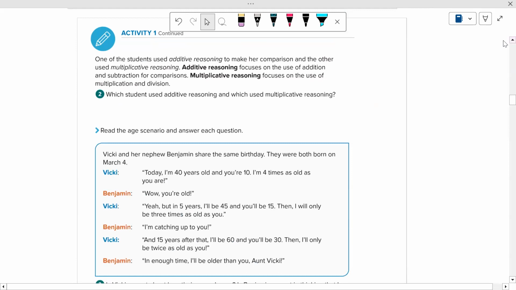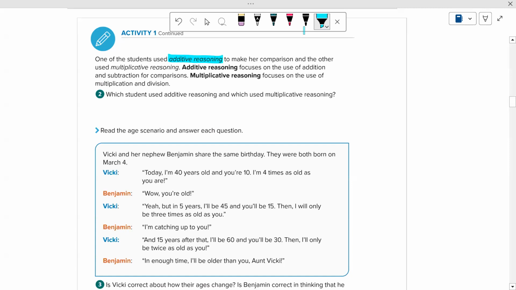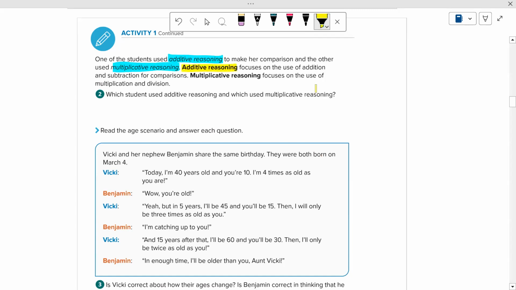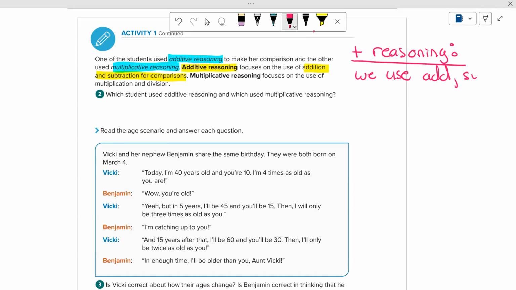Now we're going to read up here. One of the students uses additive reasoning to make her comparison, and the other used multiplicative reasoning. So here's the formal terminology for additive reasoning that we need to use. Additive reasoning focuses on the use of addition and subtraction for comparison. So additive, let's write a little note. Additive reasoning, we use addition or subtraction. Either one is classified as additive reasoning.